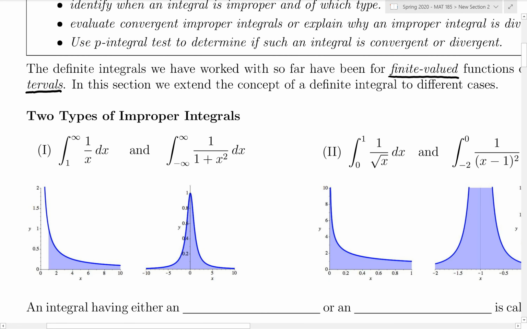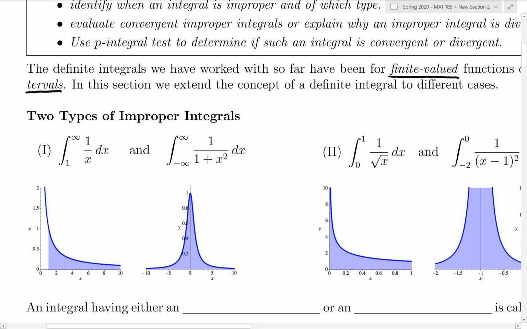First, we are going to look at this integral, which goes from 1 to infinity. This function is continuous on this interval. The only way this function is discontinuous is if the denominator is 0. And is that 0 in this interval from 1 to infinity? No. However, we are integrating it over an infinite interval. So this is what we call an improper integral of type 1.